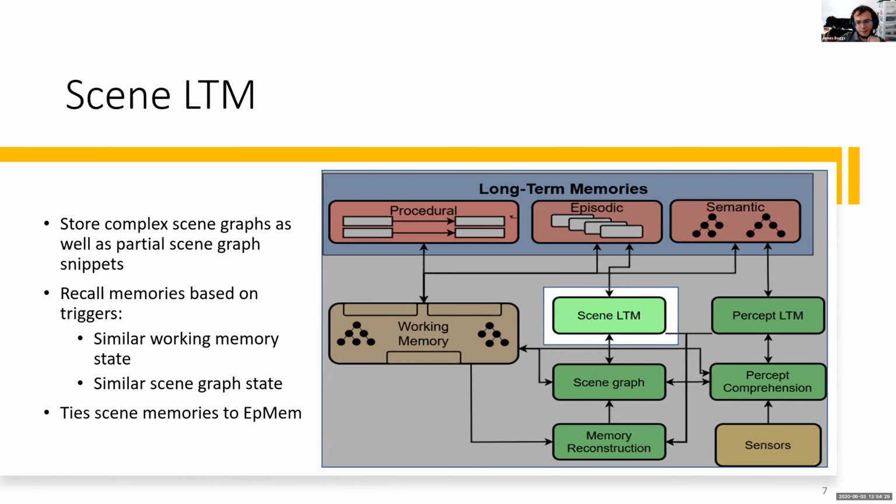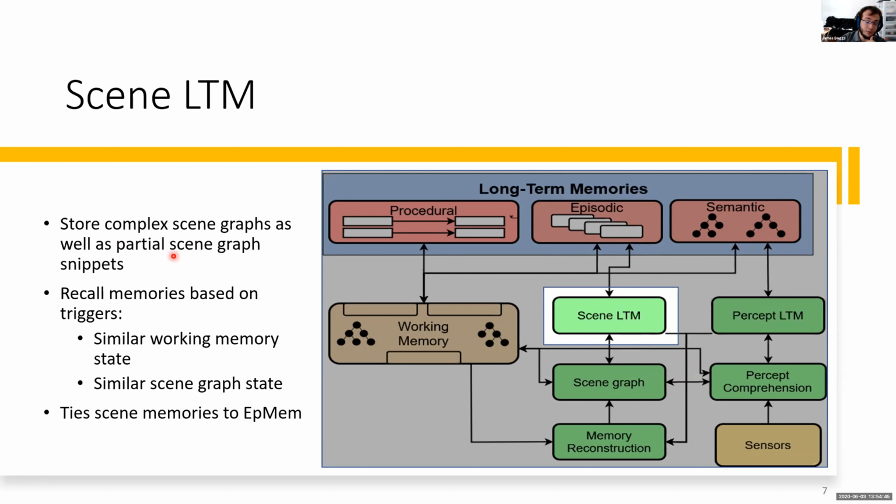The scene long-term memory is the most general form of long-term memory here, in the sense that it encompasses a lot of the different scene things. It's linked to episodic memory, so you can remember what you've seen in the past.